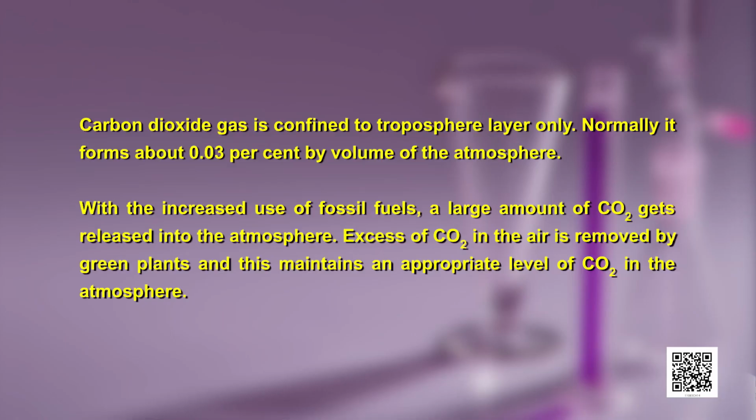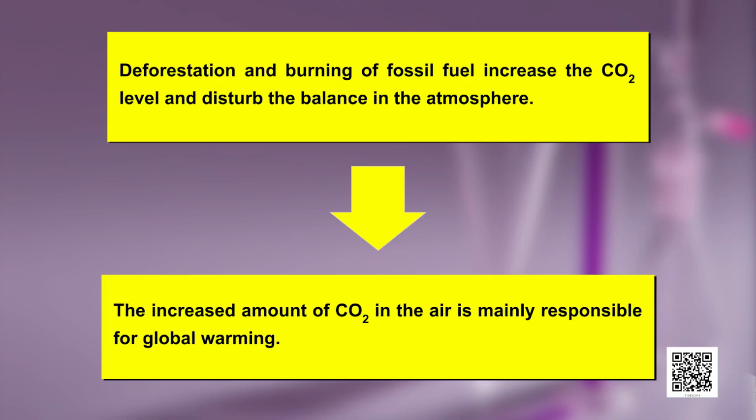With the increased use of fossil fuels, a large amount of CO2 gets released into the atmosphere. Excess CO2 in the air is removed by green plants by the process of photosynthesis, and this maintains an appropriate level of CO2 in the atmosphere. As you know, deforestation and burning of fossil fuel increase the CO2 level and disturb the balance in the atmosphere. The increased amount of CO2 in the air is mainly responsible for global warming.